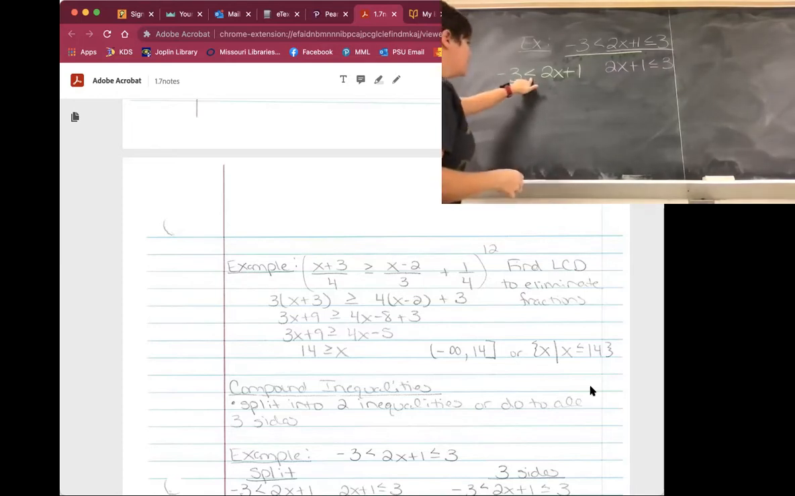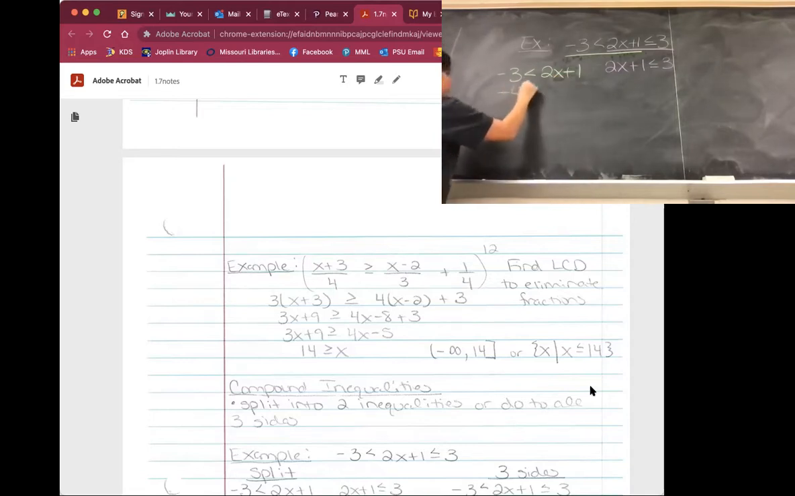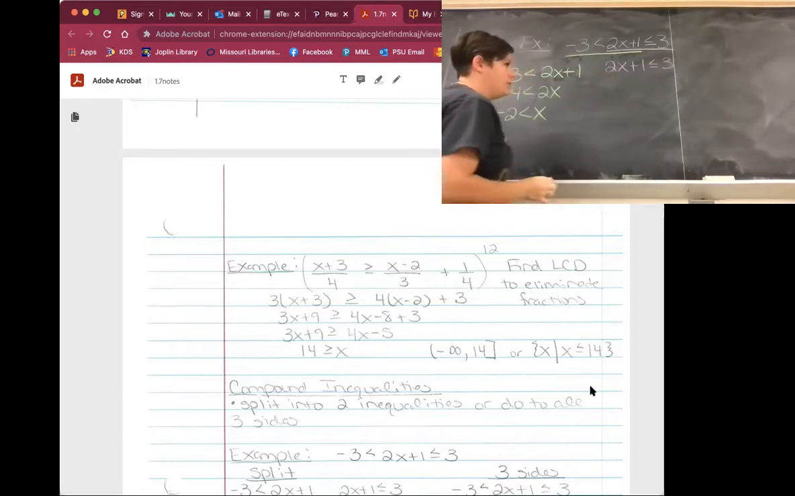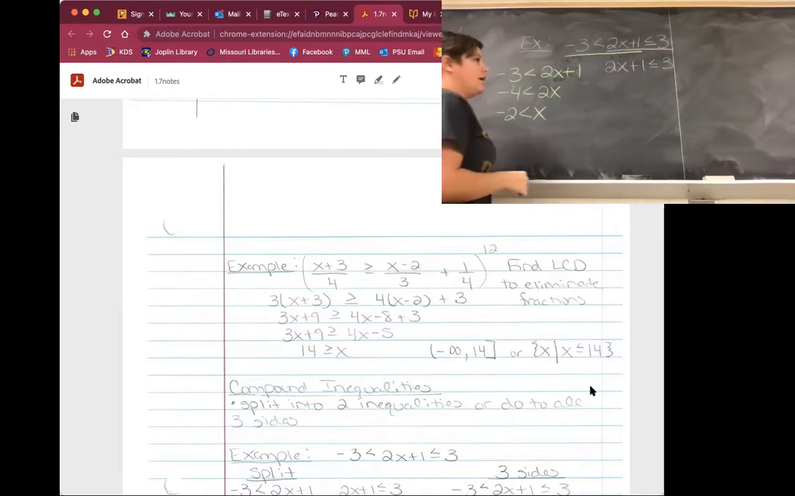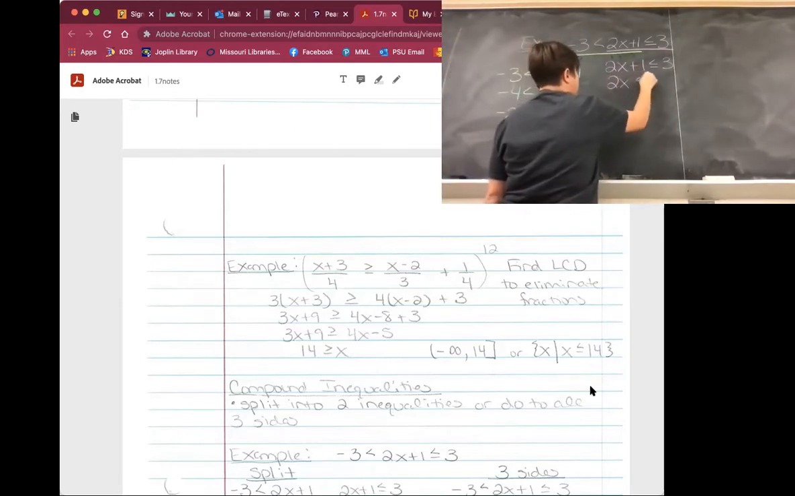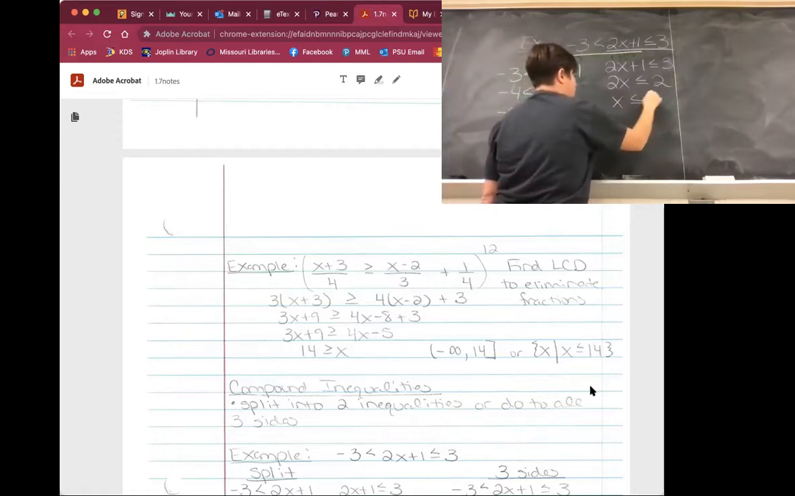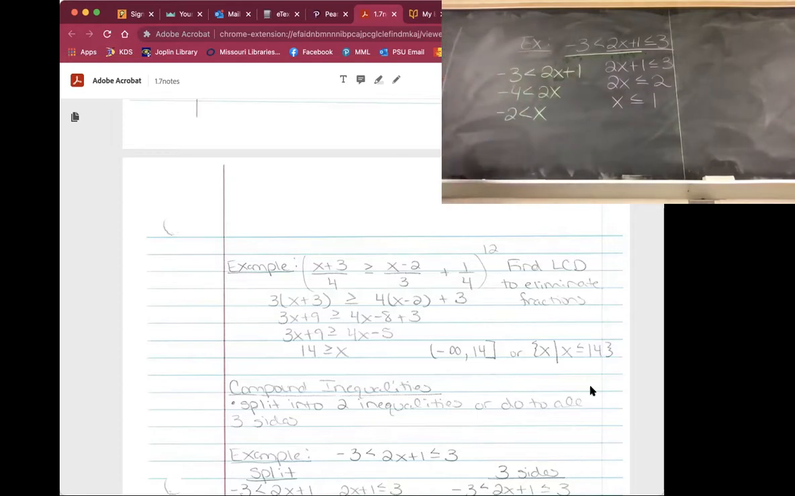So I have -3 is less than 2x plus 1. I need to isolate my x, so I'm going to subtract my 1 over. I'm going to divide both sides by 2. So I get -2 is less than x. Now I'm going to come over here to my purple equation, and I have to solve for x. Again, I'm going to subtract my 1 over. Going to divide both sides by 2. And I get x is less than or equal to 1.